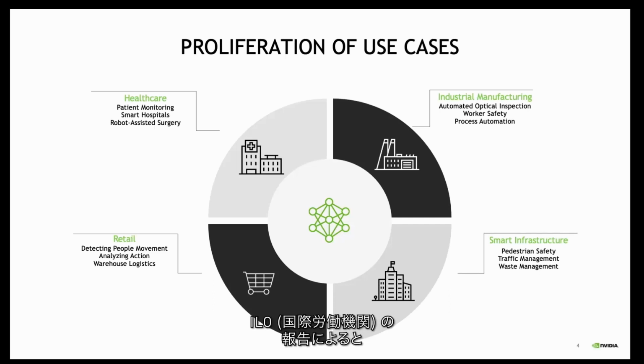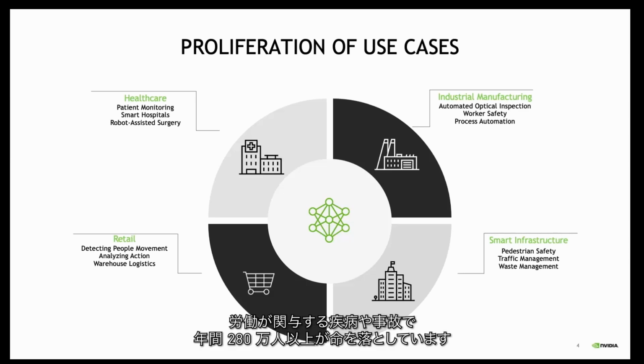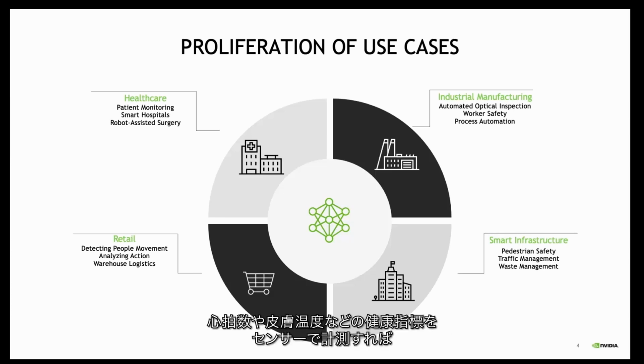The International Labour Organization states more than 2.8 million people die as a result of work-related diseases or occupational accidents per year. That's a staggering statistic. By tracking indicators of physical fitness like heartbeat or skin temperature, sensors can help watch out for employees who are starting to show strain or other signs of potential problems and take preventive action before anything else happens.